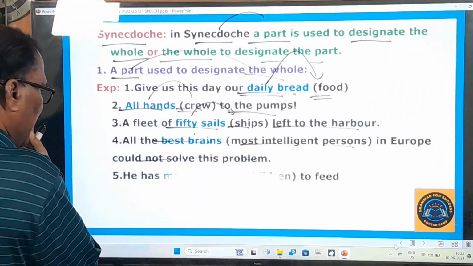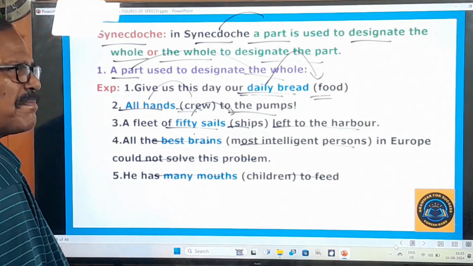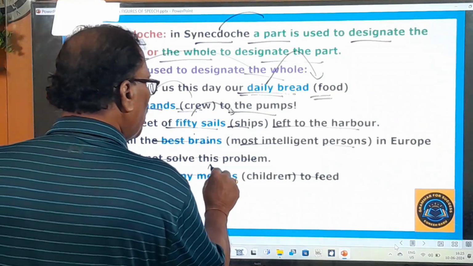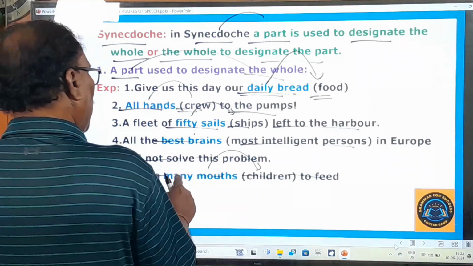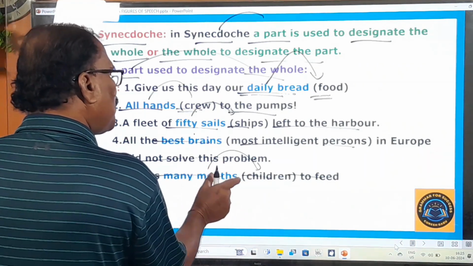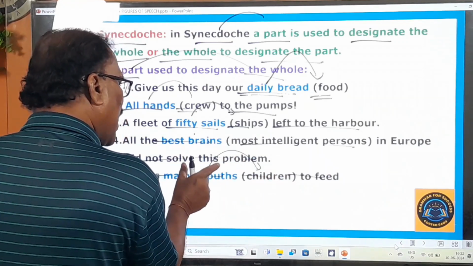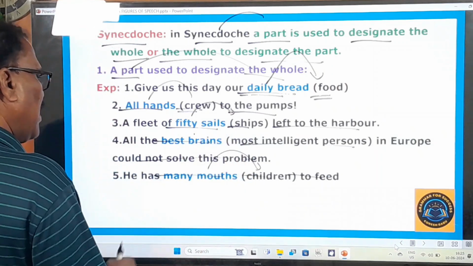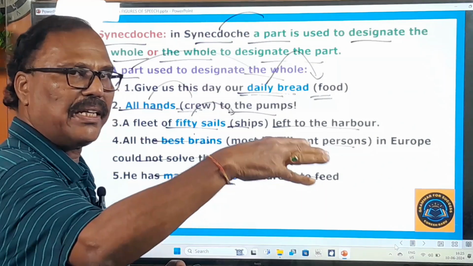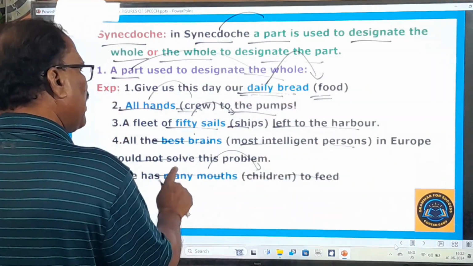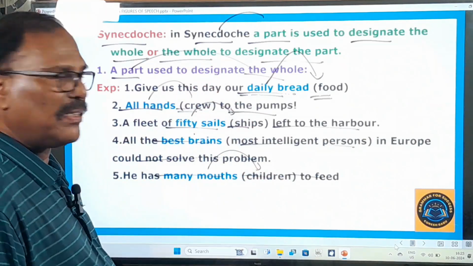Right. And one more example, I think, I have given you here. He has many mouths to feed. Many mouths means children here. Here this part is used to designate the children. This is standing for the children, that means the people who live in that house. He has to work for the children that are there in that house. So that's why many mouths to feed. That's the meaning of that.